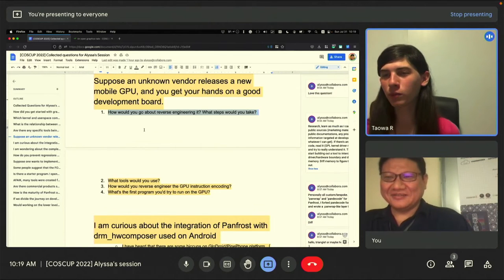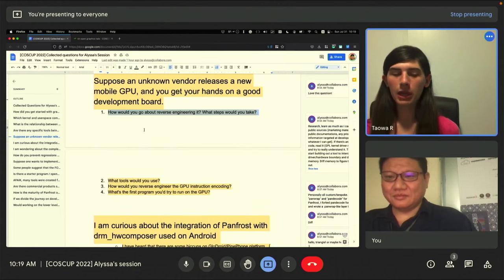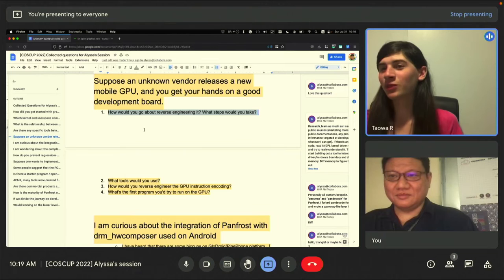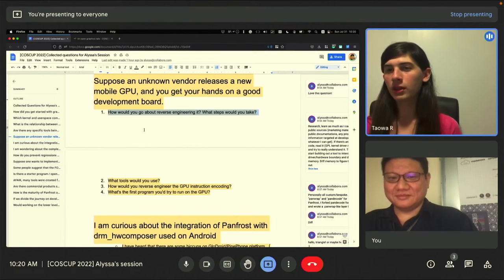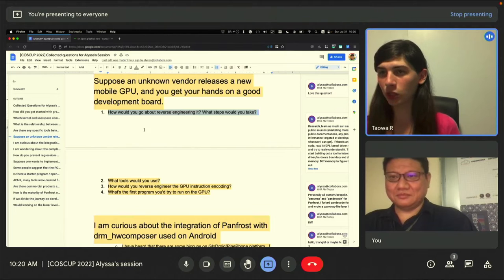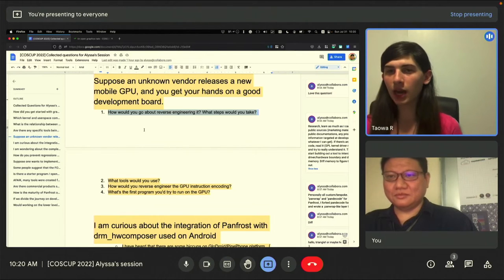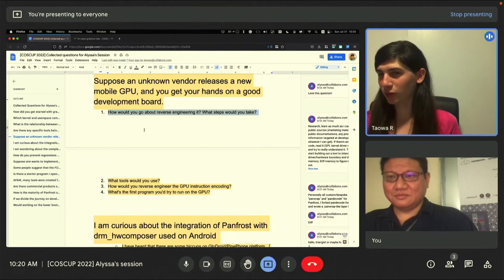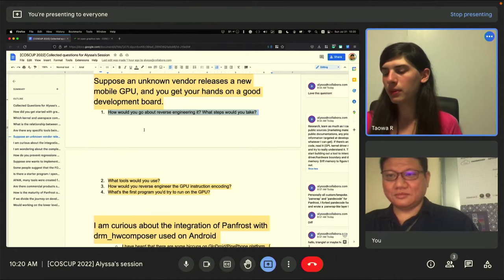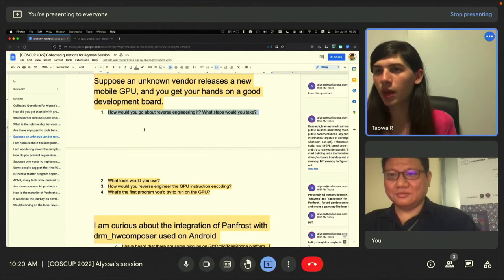So my first step would be to research as much as I possibly can. It's nice to reverse engineer, but it's even nicer to not have to reverse engineer. It's possible that there is some amount of documentation that's already been released. Probably not specs. If there were specs, I wouldn't need to reverse engineer it. But maybe there's a public data sheet that just gives general capabilities about the hardware.